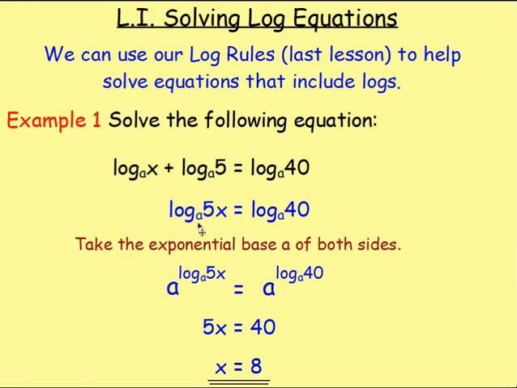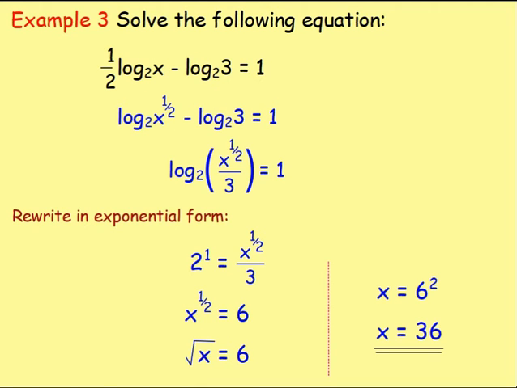From there, if you have log base a and log base a, you could really cancel them out, but the way you do that is you take the exponential of base a on both sides. So you've got a to the power of log base a of 5x and a to the power of log base a of 40. From there you've got exponential base a, log base a, they cancel, leaving you with 5x, and the same on this side. Exponential base a, log base a, they will cancel. And from there you can find the value of x.